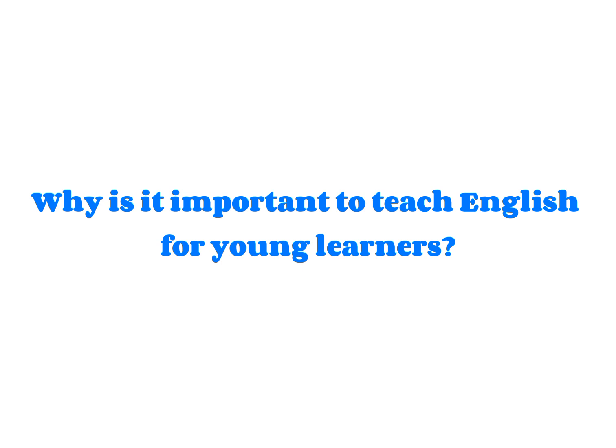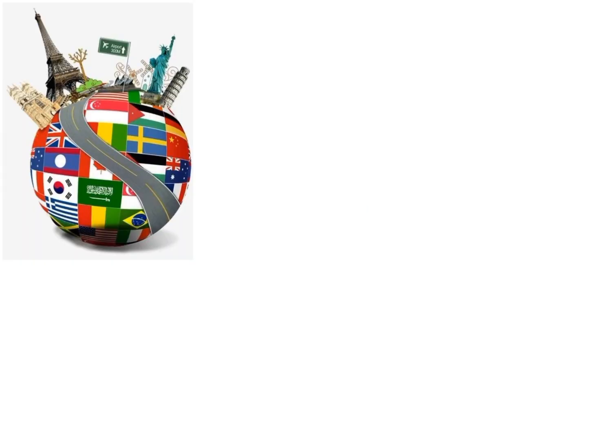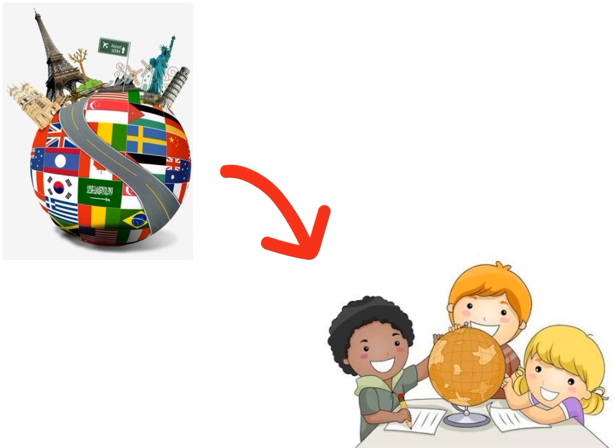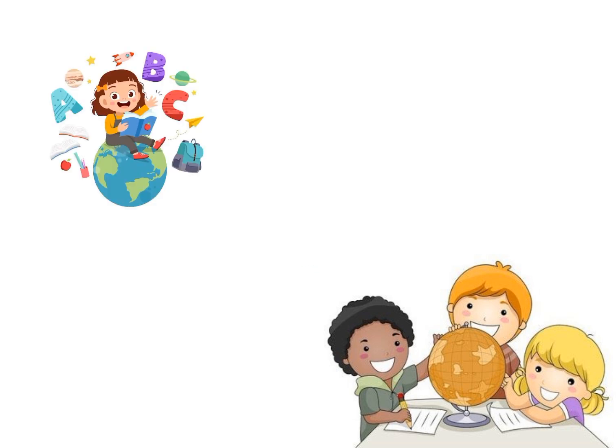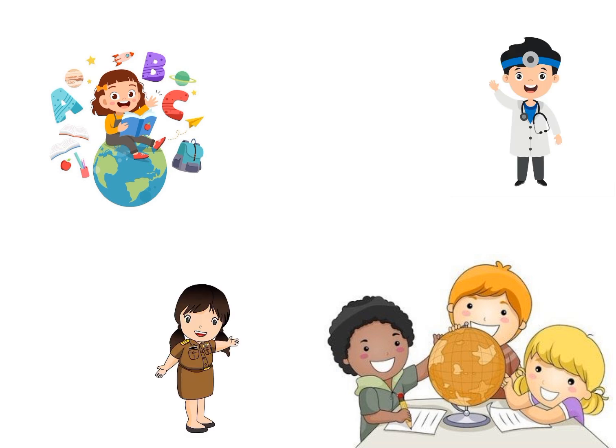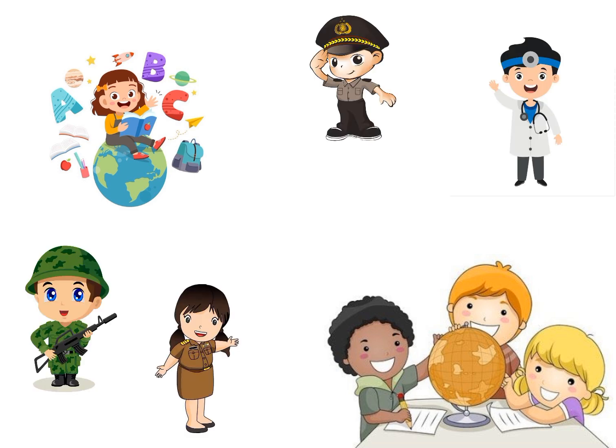The first question is, why is it important to teach English to young learners? As we know, English is an international language, so it's very important to teach English to young learners. English teaching is needed so that young learners know how to communicate using good English. Mastery of English also influences the future of young learners. The more proficient young learners are in English, the greater the opportunities in their future.